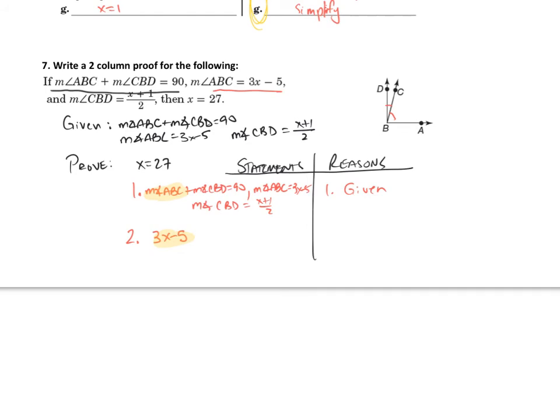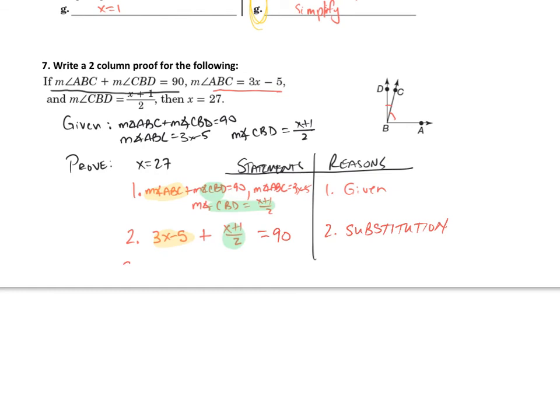CBD was plus, let's go back to the pen here, okay, and CBD was x plus 1 over 2. And let me highlight what I did there. Here was CBD, and there's CBD. So I just substituted that in there. All of this equals, I'm struggling with my pen today, equals 90. And all of this was a substitution step, so substitution property.